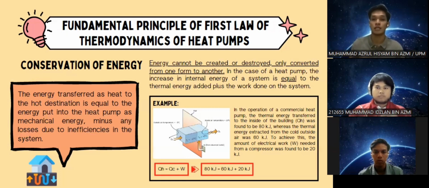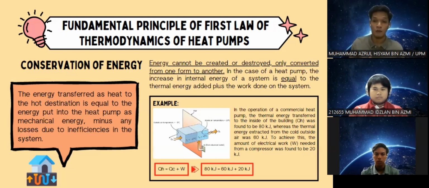All right, as we can see, these figures are in accordance with the first law of thermodynamics. Using the symbols from the diagram, this reduces to QH equal to QC plus W. Then we plug in 80 kilojoule as QH equal to 60 kilojoule as QC plus 20 kilojoule as W. What this shows is that 60 kilojoule of free energy from the cold outside air is being delivered to the inside air for every 20 kilojoule from the heat pump. Okay, I'm done for the fundamental of first law.